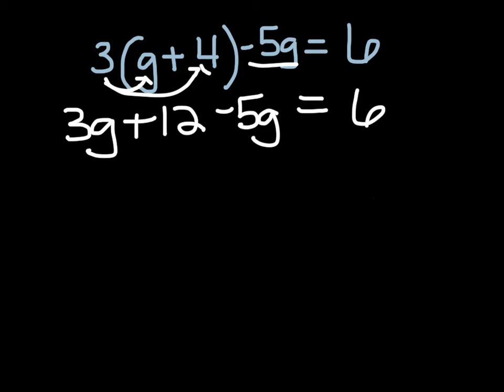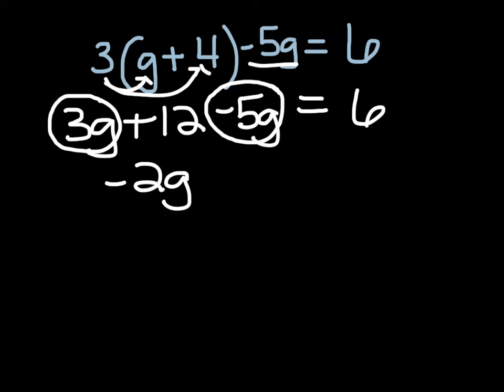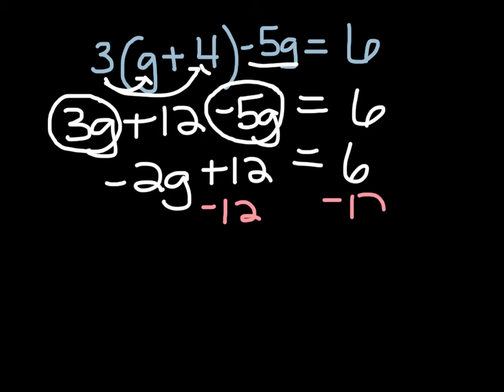Then look to combine like terms. You have 3g's right here, and you're taking away 5g's right there. If you have 3g's minus 5g's, you are left with a negative 2g plus 12. Now you've used the distributive property and combining like terms to rewrite this as a simple two-step equation. So now use the inverse operation to work backwards to isolate that variable. So the first thing that you would do is subtract 12 on both sides.